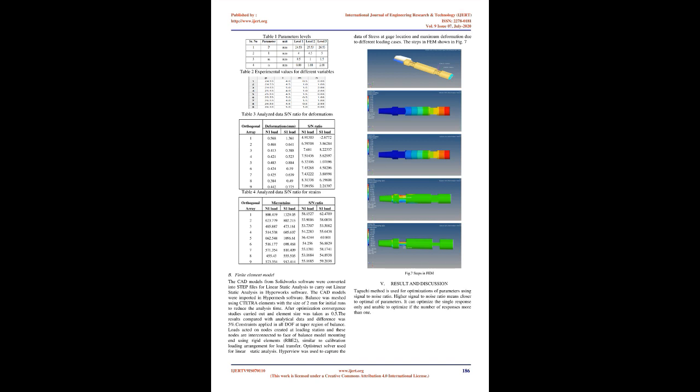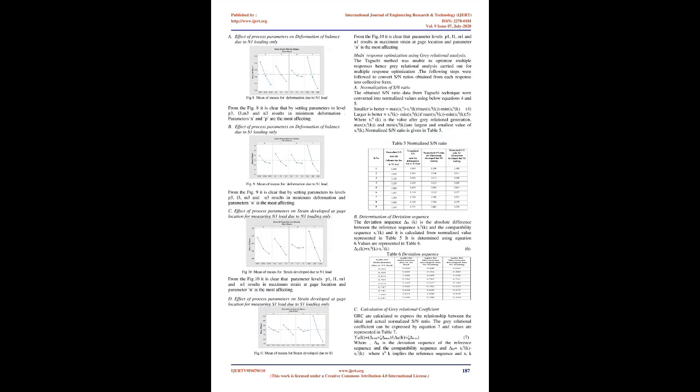B. Finite element model. The CAD models from SolidWorks software were converted into step files to carry out linear static analysis in HyperWorks software. The CAD models were imported in HyperMesh software. Balance was meshed using tetra elements with a size of 2 mm for initial runs to reduce the analysis time. After optimization, convergence studies were carried out, and element size was taken as 0.5. The results were compared with analytical data and the difference was 5%. Constraints were applied in all DOF at the taper region of the balance. Loads acted on nodes created at the loading station, and these nodes are interconnected to the face of the balance model mounting end using rigid elements, RB2, similar to the calibration loading arrangement for load transfer. OptiStruct solver was used for linear static analysis. HyperView was used to capture the data of stress at gauge location and maximum deformation due to different loading cases. The steps in FEM are shown in Fig. 7.